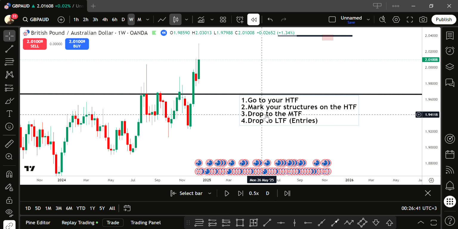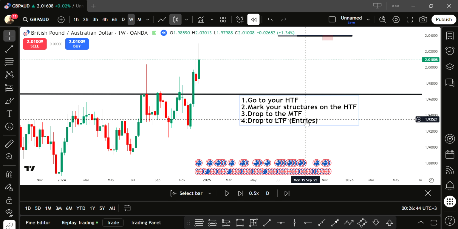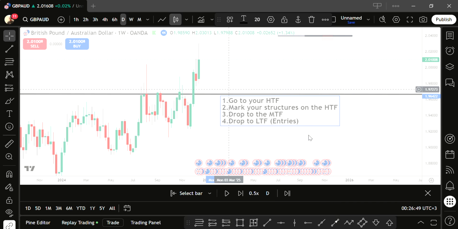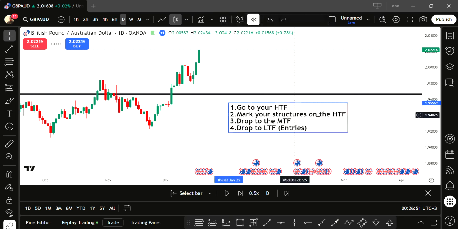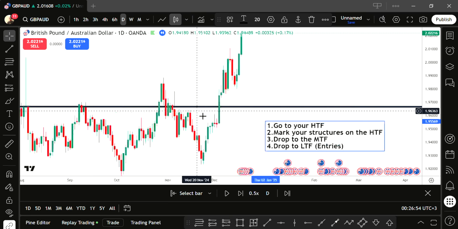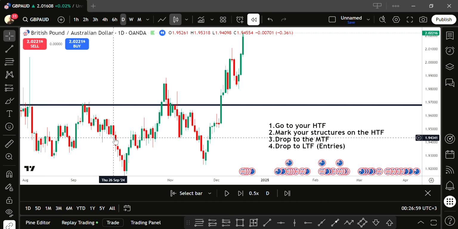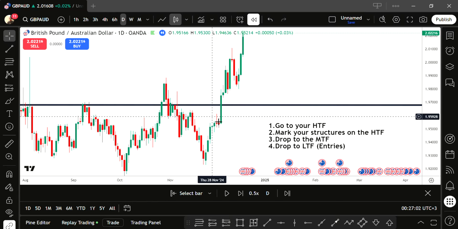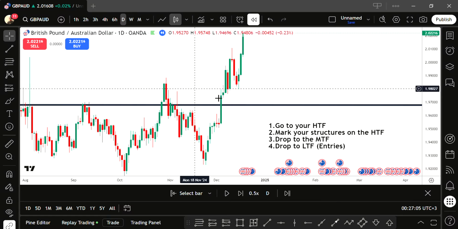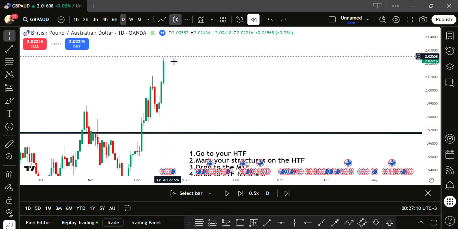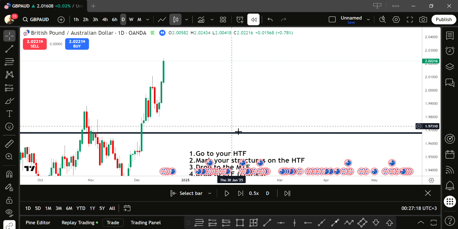The next rule tells us, rule number 3, drop down to your medium time frame. So I'm going to drop down to my medium time frame, which is the daily. So when I come back to my medium time frame, what do I see, guys? I see that indeed this place has been used as the resistance for a long period of time. Then it was broken out. Price broke out of that after using it as resistance for a long period of time. Now it has made a higher high. Price has broken out and made a higher high.